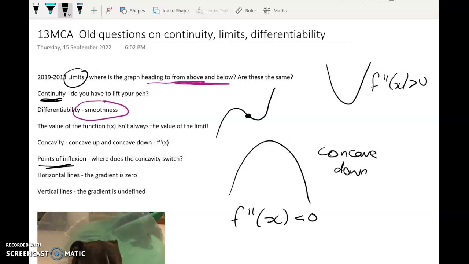The best way to see that is to take your hand and cover up the side on either side and see if it looks like concave down on one side and concave up on the other side. Two last things, just be careful with horizontal lines, the gradient is 0, and vertical lines, the gradient is undefined.